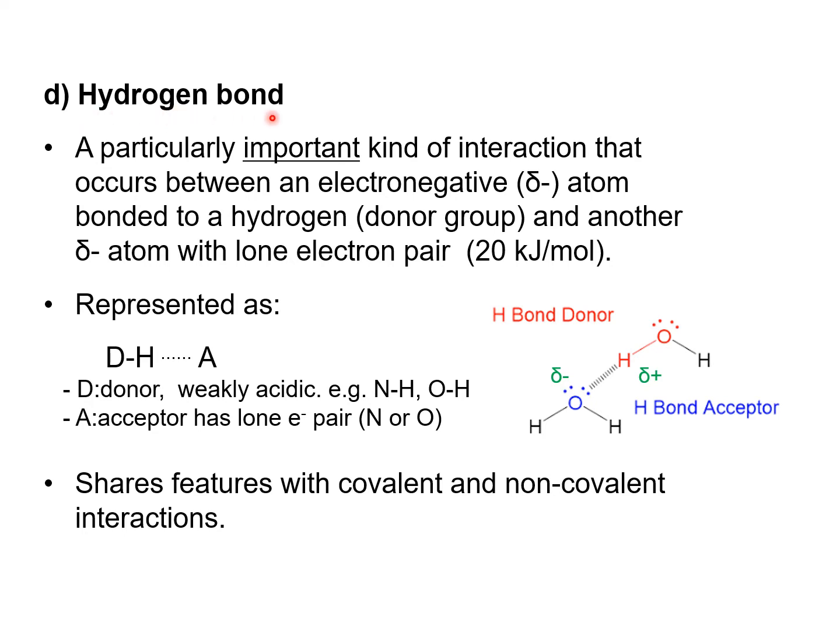Here we talked about the hydrogen bonding that has a donor group and an acceptor group, and especially acceptor groups have a lone electron pair to interact with the hydrogen. So the donor group typically has a hydrogen atom, which is connected to the electronegative atoms. And the acceptor is an electronegative atom that has a lone electron pair or pairs. So we talked about the electronegativity here too. And it shares the features of covalent and non-covalent interactions because it's a relatively strong non-covalent interaction.